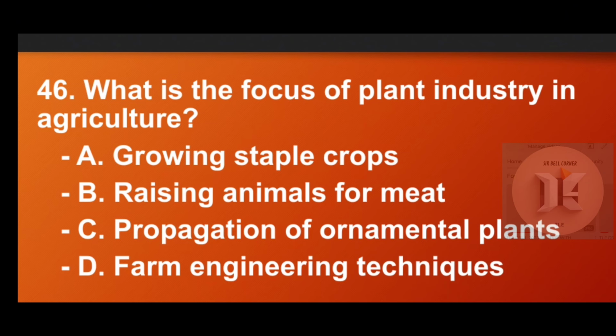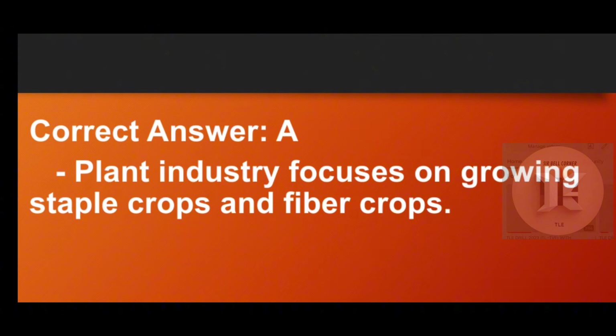46. What is the focus of plant industry in agriculture? A. Growing staple crops. B. Raising animals for meat. C. Propagation of ornamental plants. D. Farm engineering techniques. Correct answer. A. Plant industry focuses on growing staple crops and fiber crops.